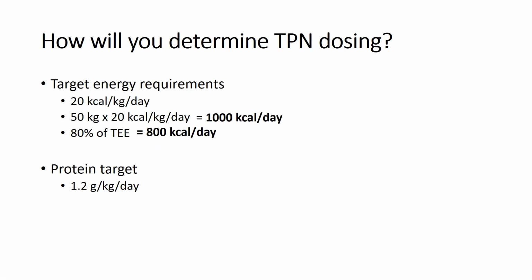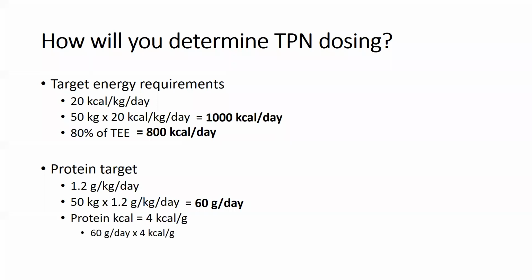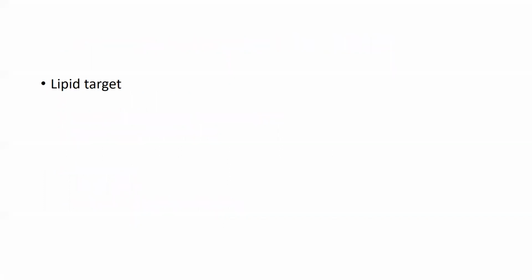Protein target, 1.2. You may even want to go a little bit higher knowing her comorbidities and her illnesses, but if you take 1.2, the simplicity of math, that's going to be 60 grams per day. Protein is, the calculation is 4 kilocalories per gram. So to determine your energy from protein, that's going to be 60 times 4, 240 kilocalories from protein.